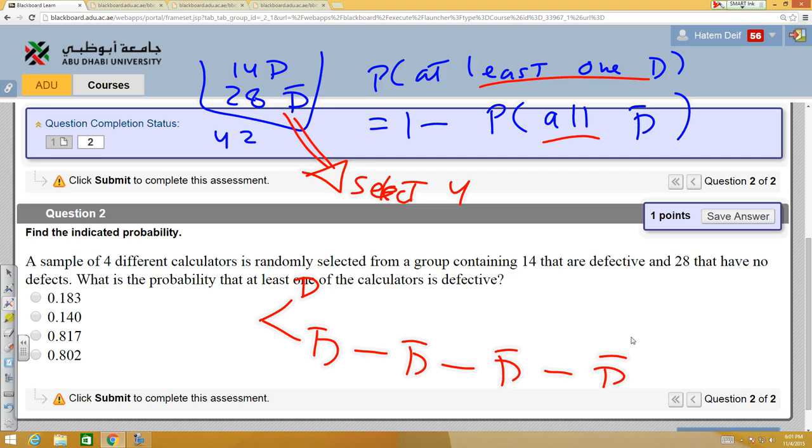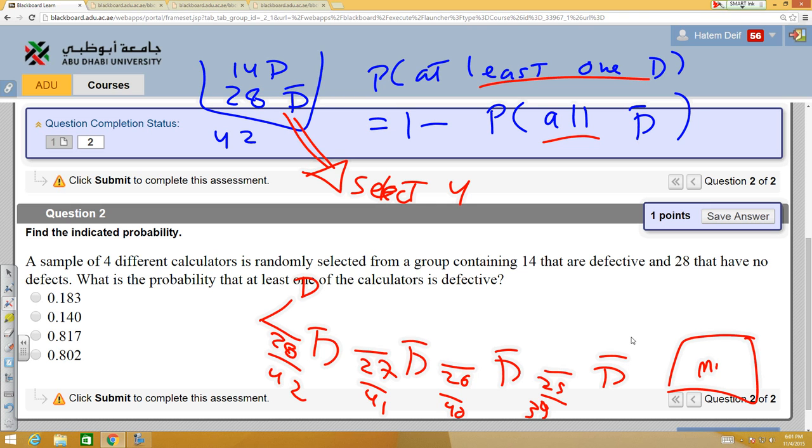So the first one will be not defective. What's the probability that you get D bar? 28 over 42. And the second one, 27 over 41, and so on, as you know, 26 over 40, and 25 over 39. The outcome that you're looking for is to multiply. Multiplication rule. Multiply all these numbers. And once you multiply them, put the answer here and do 1 minus.